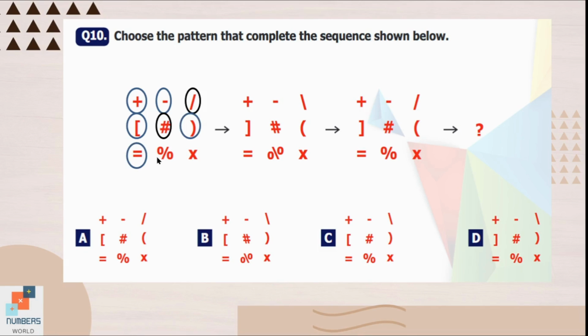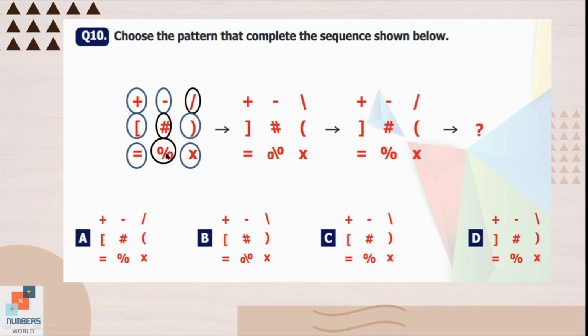Equal is the same in all three patterns. The face of the percentage is also continuously changing, so we will consider this as well. Now the multiplication sign is also the same in all three patterns. So now look at these three symbols. The face of the slash is toward the right side, then left, then right. So in the next missing pattern, its face should be towards the left side. So we have three options here in which the face of the slash is toward the left side. Now look at the hashtag: right, left, right. So in the next pattern, its face should be toward the left side. So only in option B, the face of the hashtag is towards the left side.